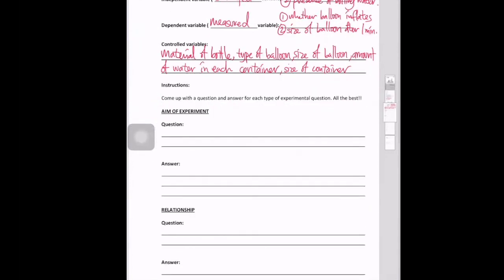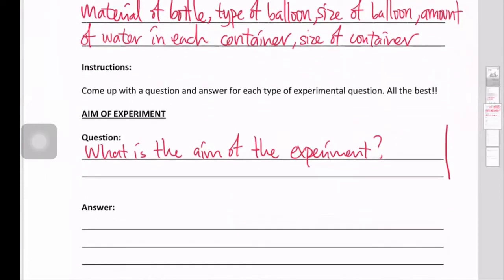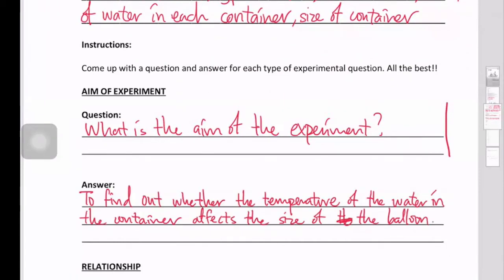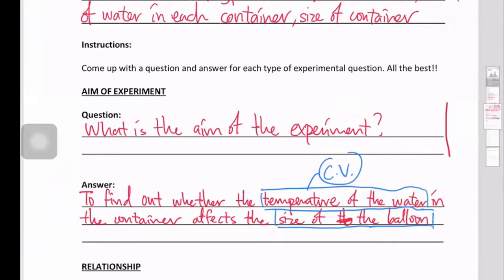Once we are done with this, we'll go through the entire process from the start to end. At the start of the experiment, when we're designing and setting it up, we were discussing what we are trying to get out of the experiment. So the aim of the experiment: the question we would have asked is, what is the aim? The aim of the experiment was to find out something. This will be your change variable and measured variable. The temperature of the water will be your change variable, and the size of the balloon will be your measured variable.